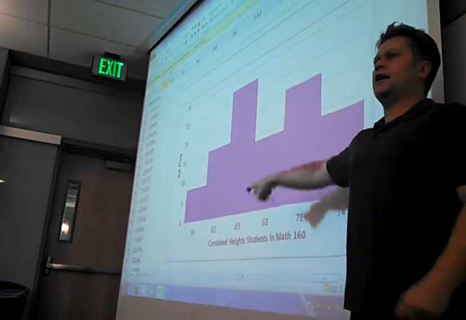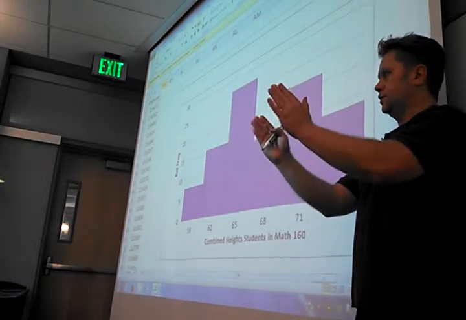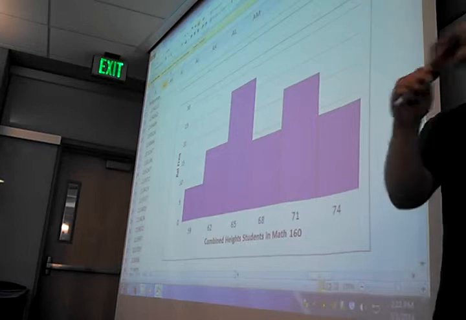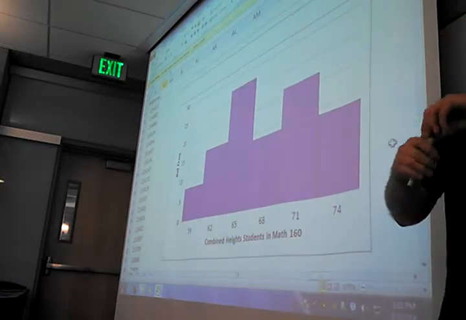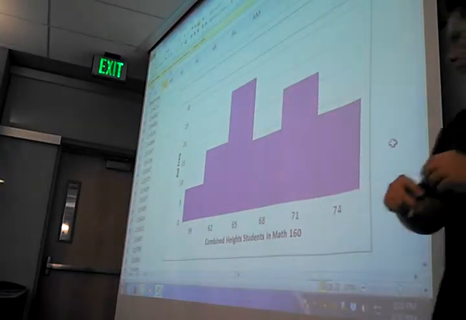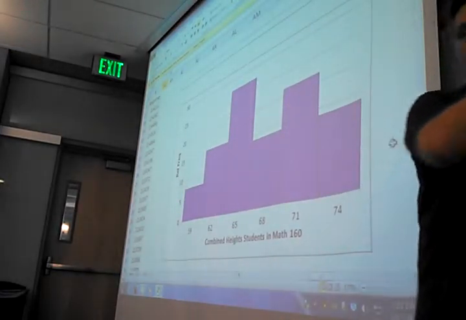So what do you think these two things are, the limits? What's the width of each class? 3. I love it, because the midpoints are 3 apart. Yeah, don't worry, don't do the boundaries. Just tell me the limits. What do you think the limits are? What do you think? Maybe it's a little bit weird.